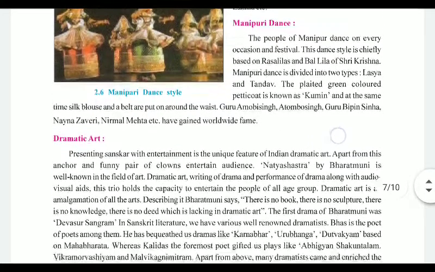Manipuri dance. The people of Manipur dance on every occasion and festival. This dance style is chiefly based on the Ras Leela and Bal Leela of Sri Krishna. Manipuri dance is divided into two types, Lashya and Tandav. The painted green colored petticoat is known as a kumin, and at the same time a silk blouse and a belt are put on around the waist. Guru Amobi Singh, Atomo Singh, Guru Bipin Sinha, Nayana Zaveri, and Nirmala Mehta have gained worldwide fame.